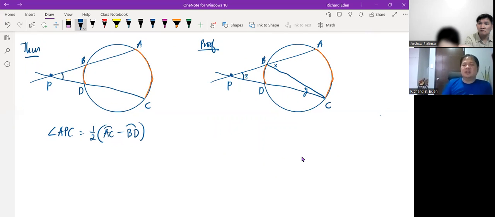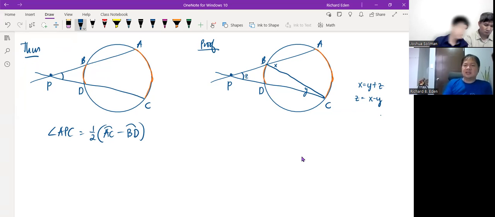Now, can you think of a relationship between Z, X, and Y? Yes, the remote angle theorem. So I can write down the equation: angle Z plus angle Y is equal to X. But it's Z we're measuring, right? So Z is equal to X minus Y.